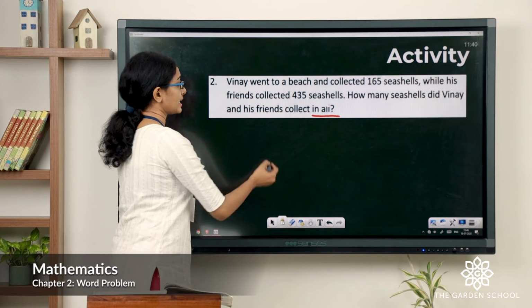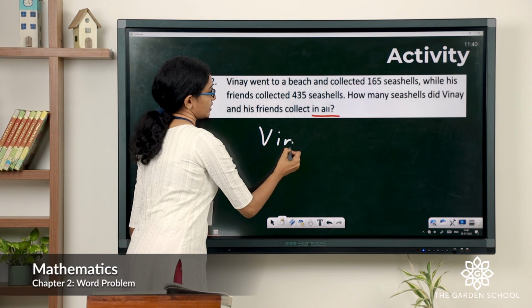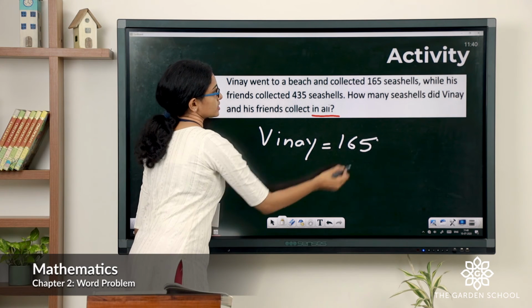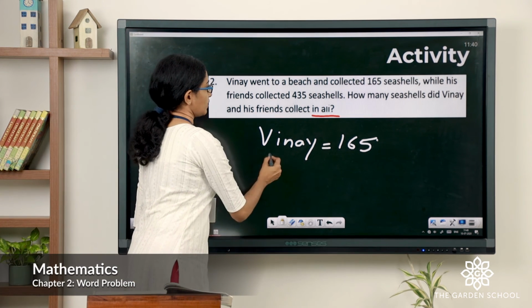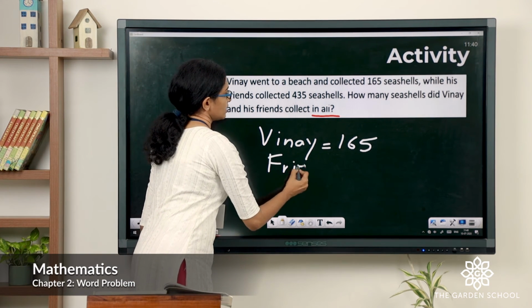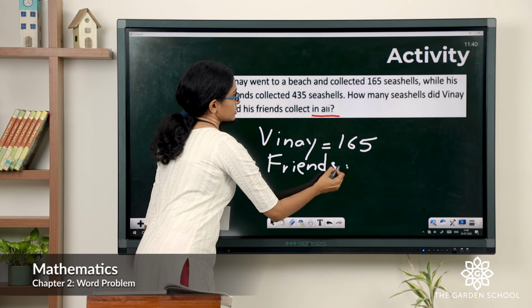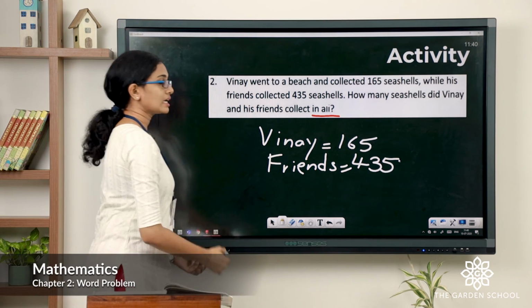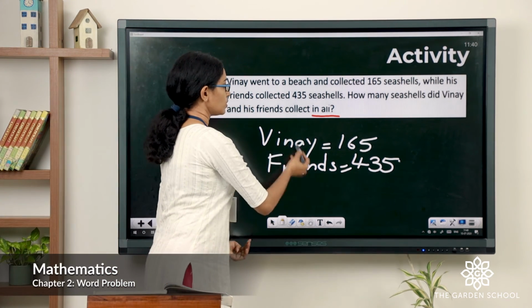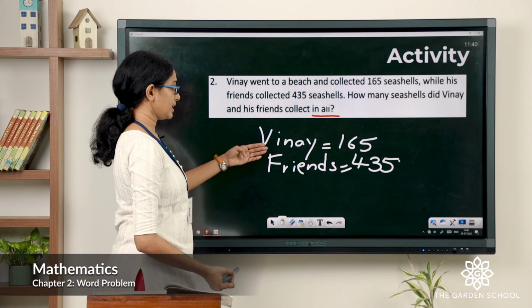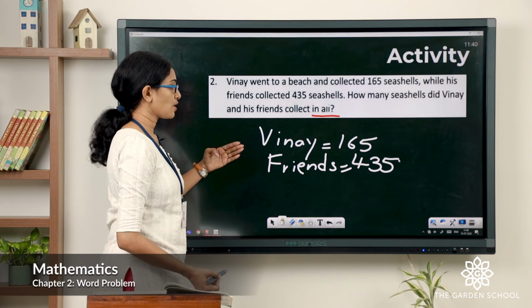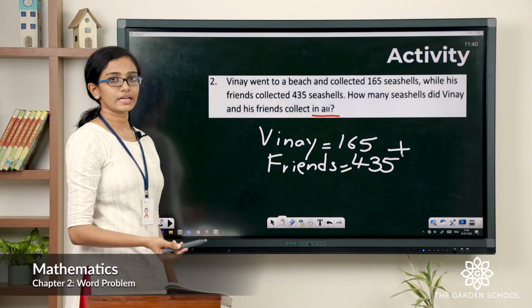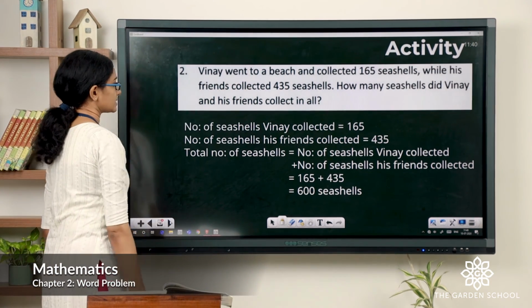So, Vinay collected how many? Vinay collected 165 seashells and his friends collected 435 seashells. So, the total number of seashells collected in all equal to number of seashells collected by Vinay and number of seashells his friends collected. So, it will be 165 plus 435. So, let's see the steps.